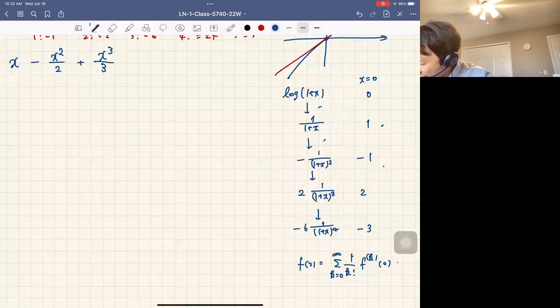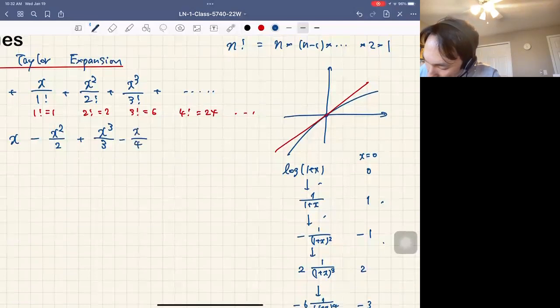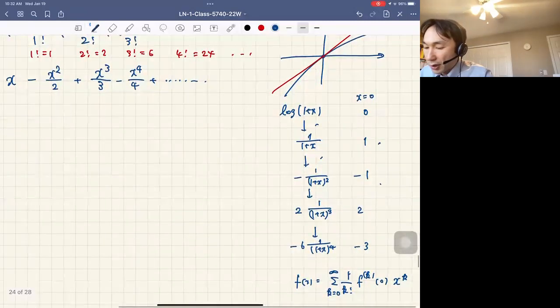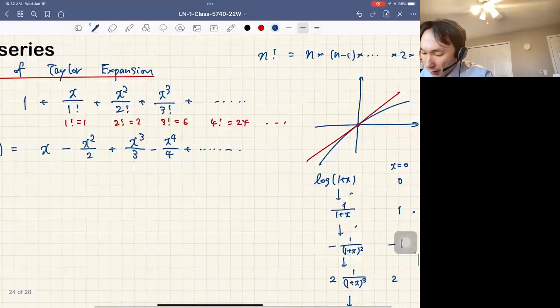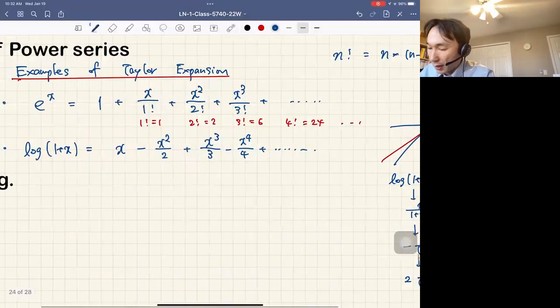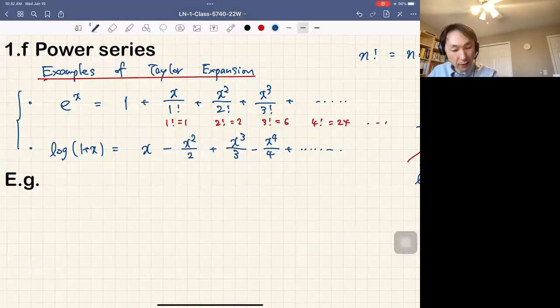So this is x to the power k. With k equal to 3, we have 1 over 3 factorial times 2 times x cubed, so that it becomes x cubed over 3, and so on. So the sign changes alternately, and the denominator becomes just larger by 1, 2, 3, 4, 5. So this is log of 1 plus x.